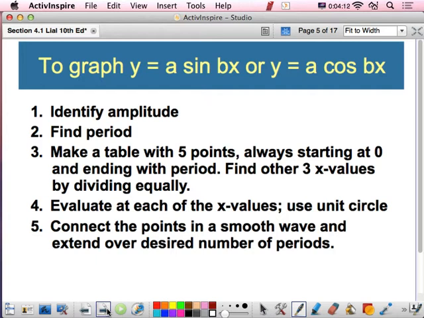And the neat part is, the way this works out, the way I have the table set up, every x value ends up being not just on the unit circle, but it ends up being the quadrantals, and those are the easiest to evaluate anyway. So that's why I like this method. Then we connect the points in a smooth wave and extend over the desired number of periods. And I'll tell you, graph only 1 period, graph 2, graph 3, that kind of thing. So pay attention to directions.